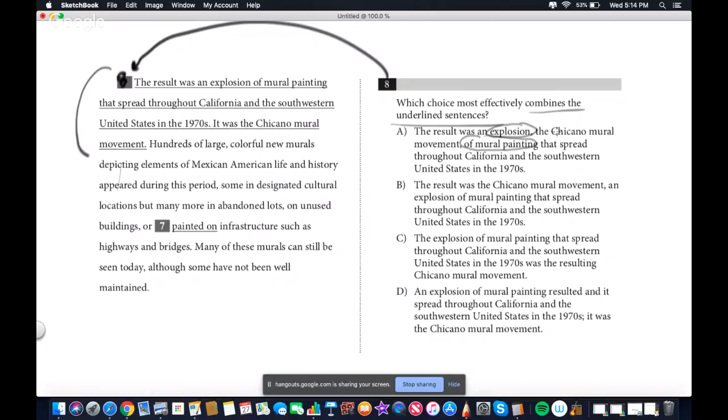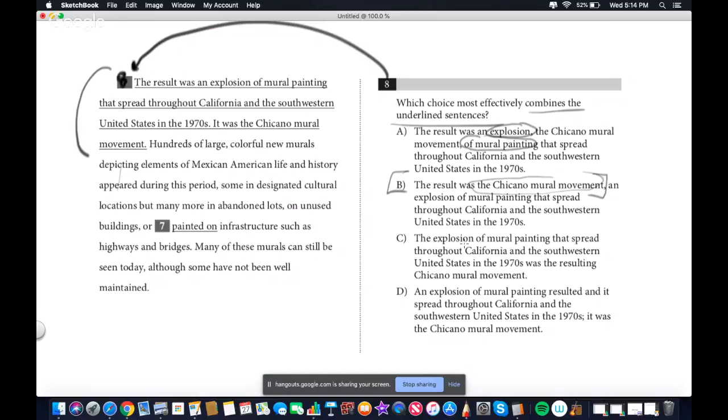And I would say that just moving things around and then this prepositional phrase getting broken up is enough for me to downgrade this answer and look for a better answer. Not cross it off, just say, I don't know, it doesn't really look like what we're looking for. The result was the Chicano mural movement, an explosion of mural painting that spread throughout California and the southwestern United States in the 1970s. Now, we did move the Chicano mural movement up, but we do have essentially a full sentence, right, ending with movement, followed by an explanation of what that movement was. That seems fine.